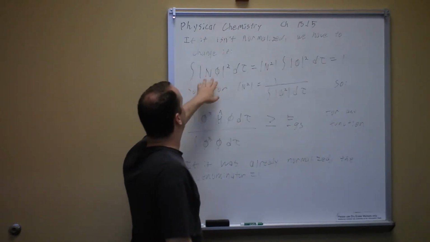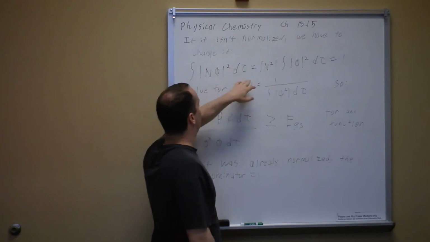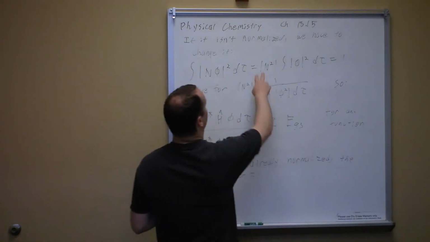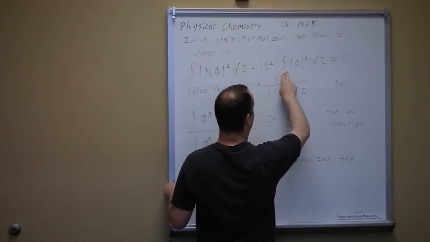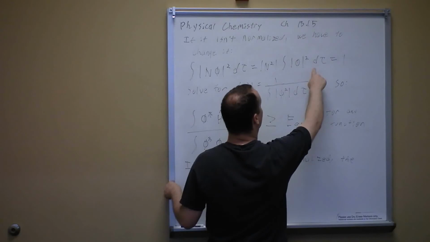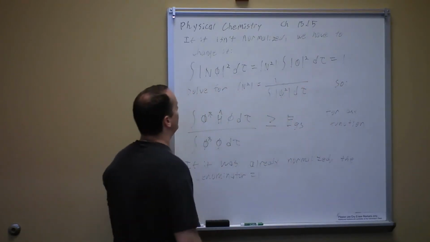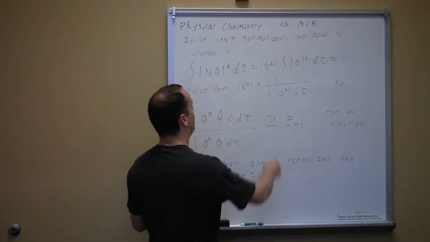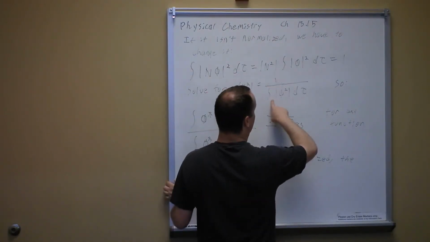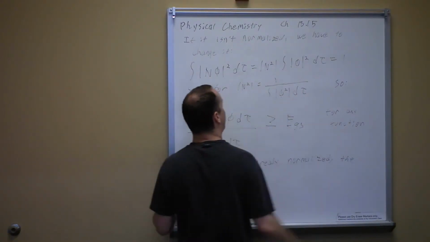So we would say the integral of the absolute value of n times phi squared, d tau. We can pull out the absolute value of n, so that's the absolute value of n squared times the integral of the absolute value of phi squared d tau, and that's equal to 1. That's the normalization condition. So then we just solve for the absolute value of n squared, and we get 1 over the integral of the absolute value of phi squared d tau.